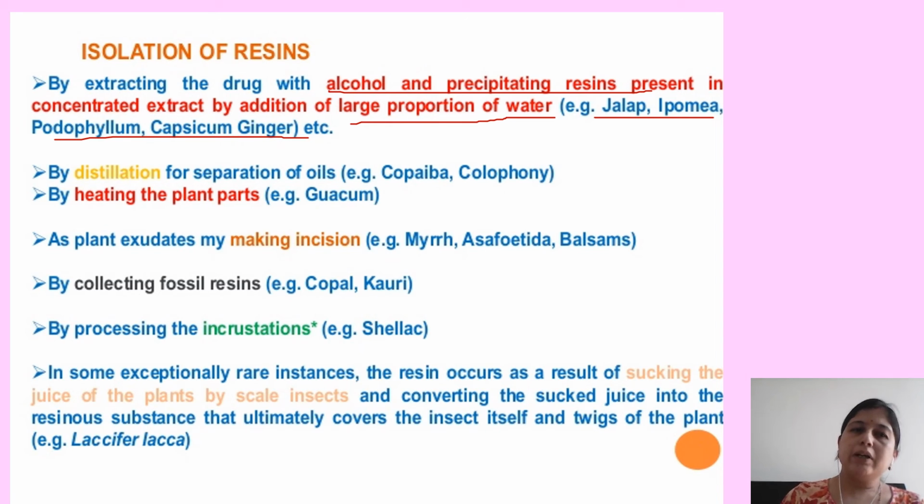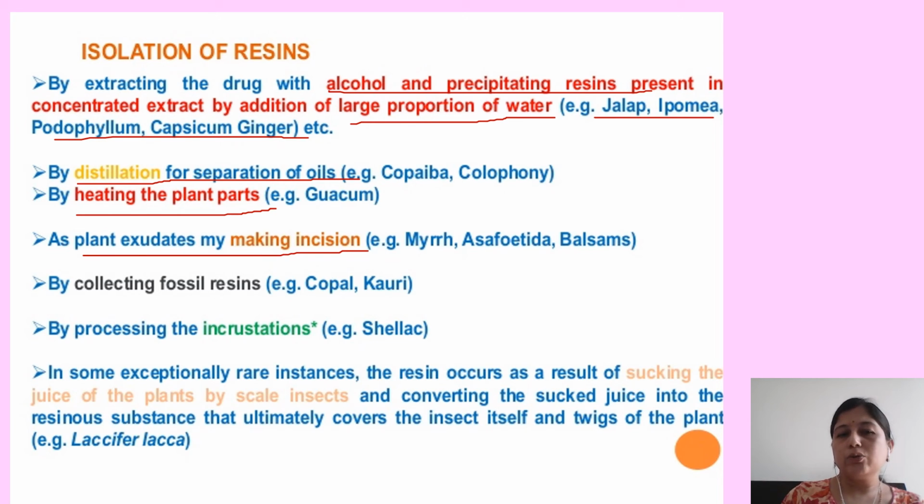The second method is again the distillation method, where we already discussed that if you want to separate the oils from the resin, we can go for the distillation methods. Then another method is heating the plant part. One drug, Guaiacum, can be isolated by simply heating the plant, and the resin material oozes out.